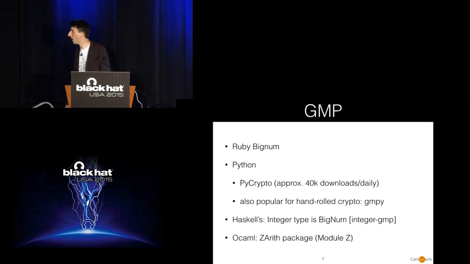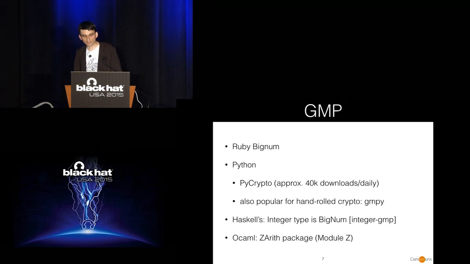Okay, so let's have, because I mentioned that there exist bindings for GMP, so you'll have the Ruby BigNums are basically GMP underneath. You have for Python the PyCrypto package, which is one of the more popular ones that binds GMP underneath. And then, like many people like to home roll crypto, then they use Gimpy. In Haskell, the standard integer type is integer GMP, so you can swap out the integer implementations in Haskell, but almost everyone uses the integer GMP. There's an integer simple as well, which is pure Haskell from what I remember, but this is the default one.